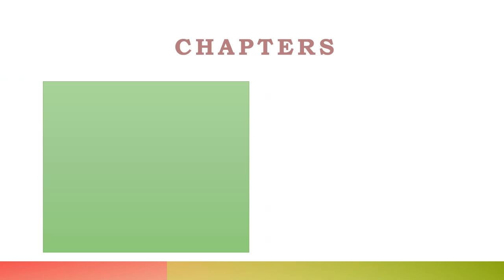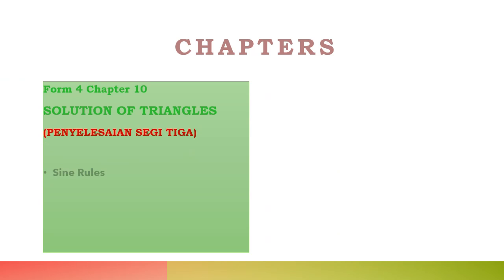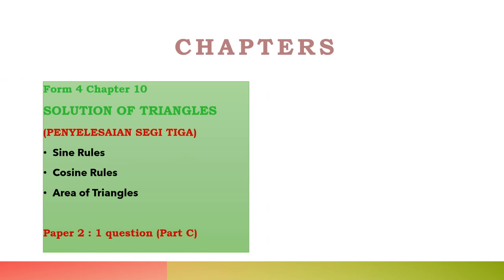So the 2 topics from Kertas 2 part C are from Form 4 chapter 10, which is solution of triangle. And in this solution of triangle, you need to know 3 things: how to apply sine rule, how to apply cosine rule, and how to find area of triangle. It will come out in your paper 2, only 1 question, and it's part C. There's no other question in other parts of the paper. This only comes in paper 2, part C.